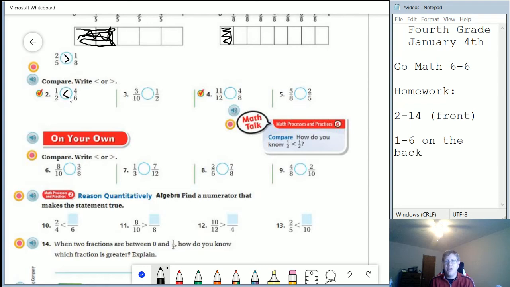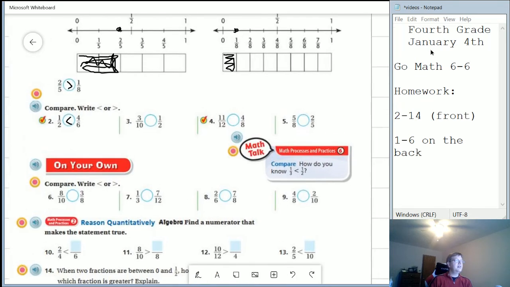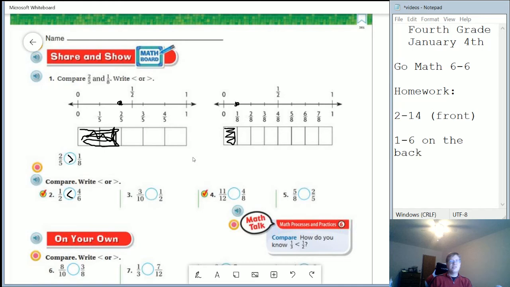Number 4, the 4/8 side is going to be equal to 1/2. And on number 5, you're probably going to want to use a picture, but hint, you already have a picture. So number 5 can use the picture that we had for number 1. We just need to fill in 5 of the 8 parts, and then we are comparing it to 2/5.